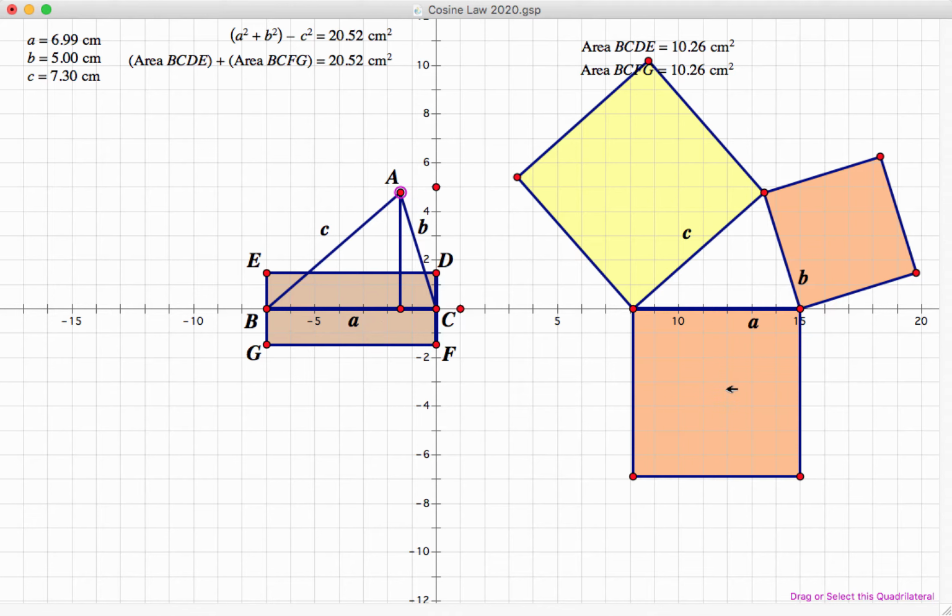So again, if we wanted this a squared plus b squared to equal c squared, we would have to subtract a certain amount of area from a squared plus b squared. And the amount that we would have to subtract is exactly the area in these two rectangles. So all we have to do to fix Pythagorean theorem is to calculate how much area is in these two rectangles and subtract it from the a squared plus b squared. So let's see if we can figure out a way to calculate the area of these two rectangles.